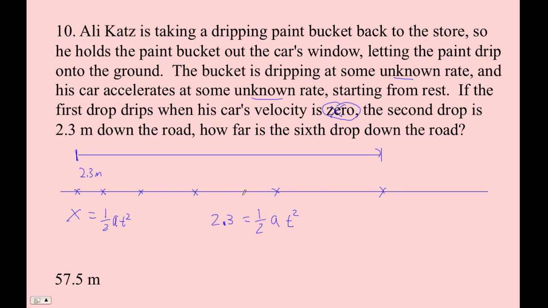Now, the sixth drop here, this is one of those times. This is 2, this is 3, this is 4. This is actually 5 times later, right? So if this is t, the other drop, the sixth drop, is going to be 1/2 the same acceleration, but it's going to be 5t squared. If t was the time it took for the first drop to drop, it's going to be 5 times as long when the sixth drop drops, right? Because this is first drop, second drop, third, fourth, fifth, sixth, right?